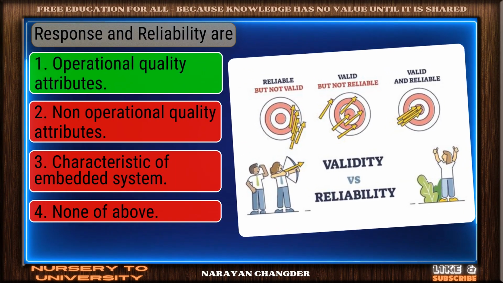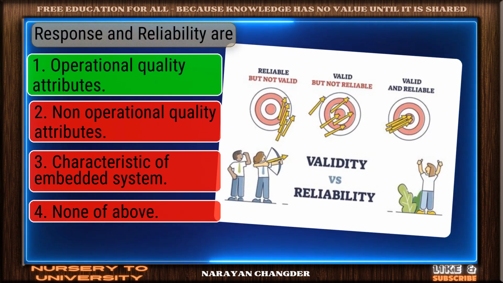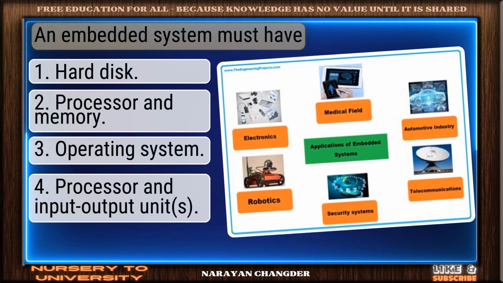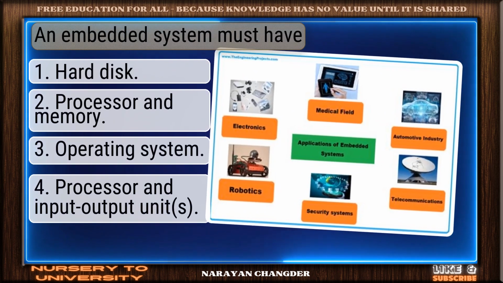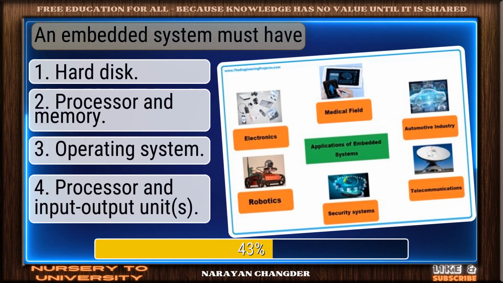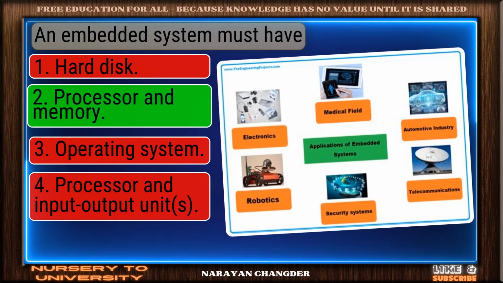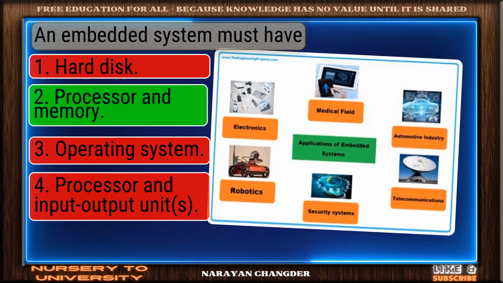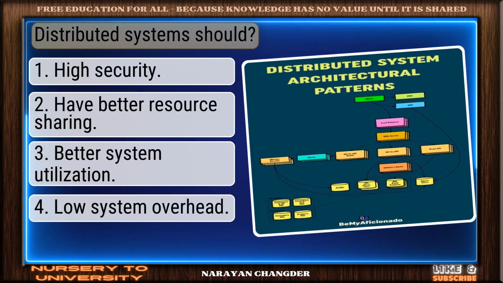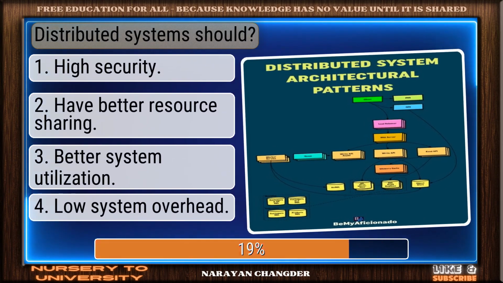Right choice. Operational quality attributes is the best answer. Question number 73. An embedded system must have. Great thinking. Processor and memory is the right choice. Question number 74. Distributed systems should.